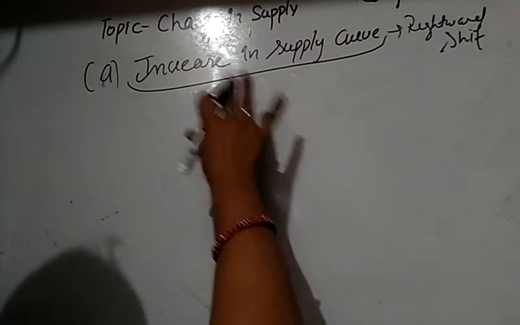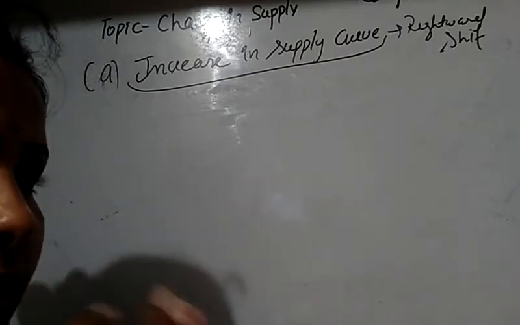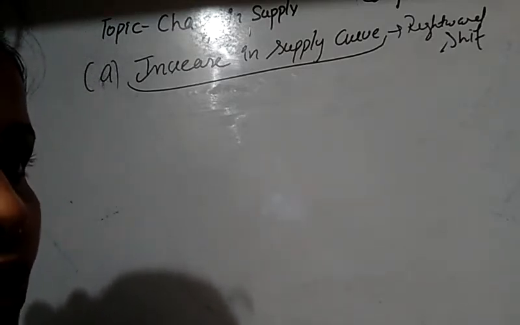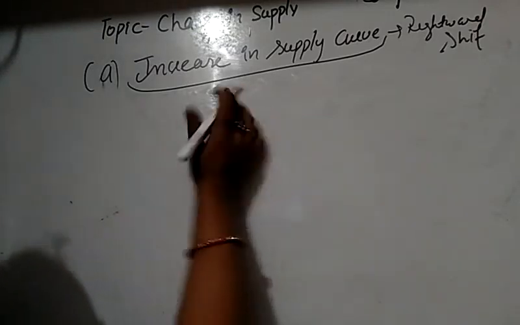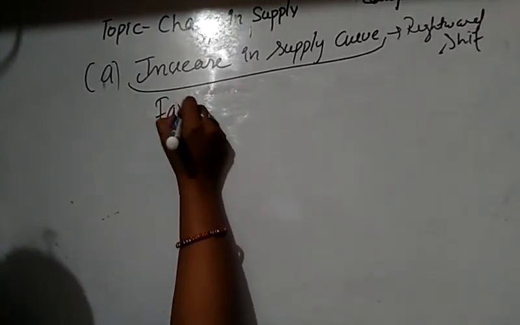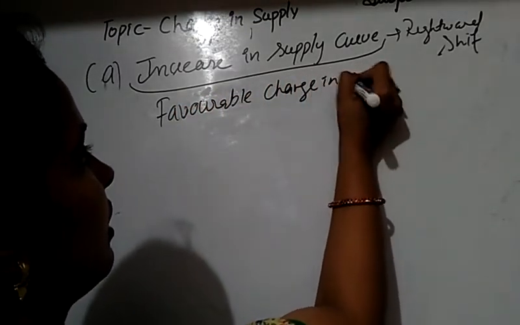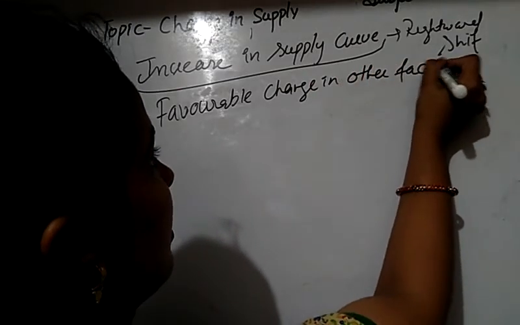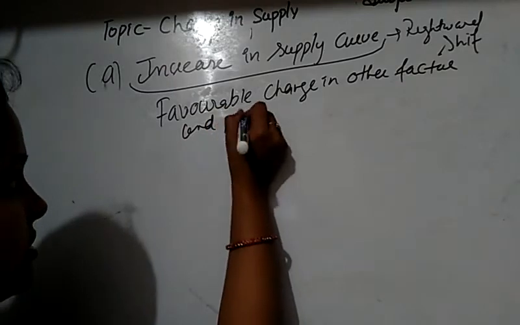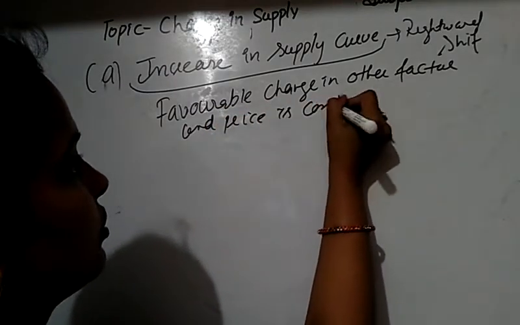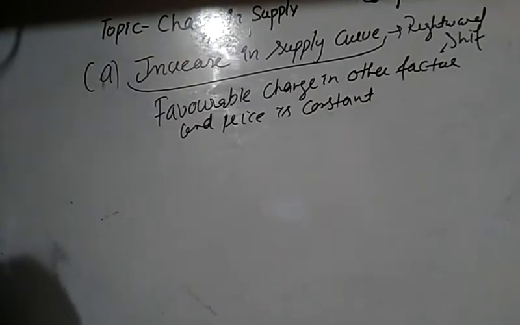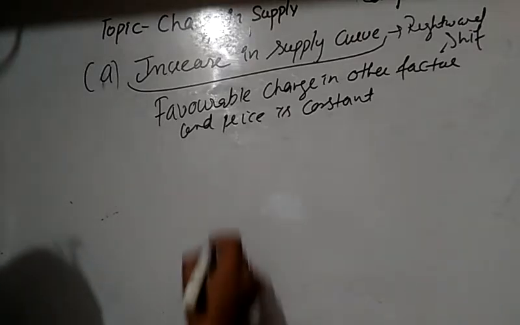As I told you earlier, the supply curve shifts from its position when the price is constant, but the supply changes due to other factors. So when there is a favorable change in other factors and the price is constant, this is the reason that the supply curve increases or shifts rightward from its position. Okay, we will understand this with the diagram.